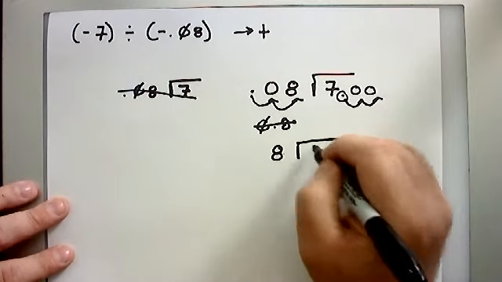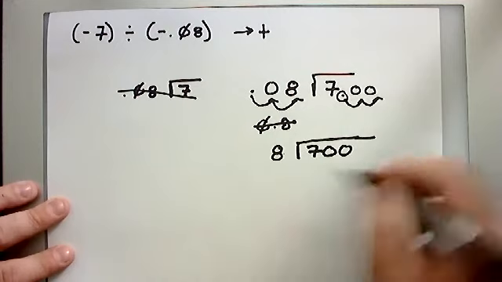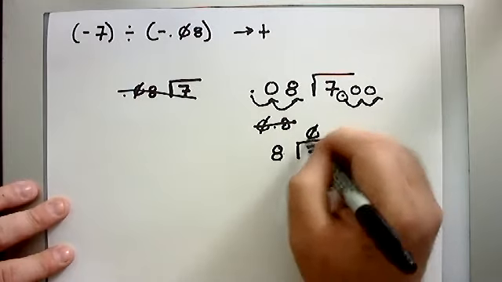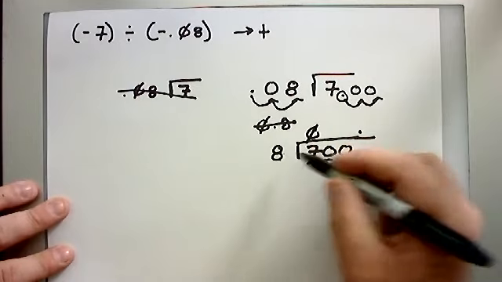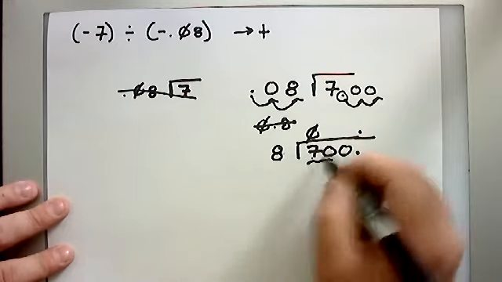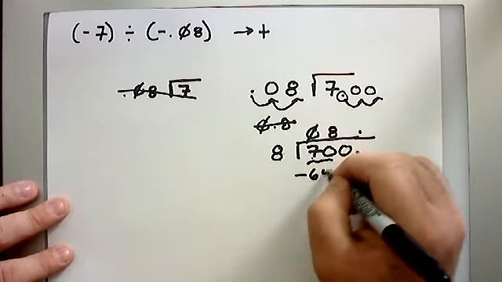So what we're really doing here is 8 into 700. Don't forget your decimal is now on the end. Bring it up, and let's go ahead and just start dividing. 8 goes into 7 0 times, so we can skip over to 70. 8 goes into 70 how many times? This is when knowing your times tables will really speed things up, guys. 8 goes into 70 8 times. 8 times 8 is 64.